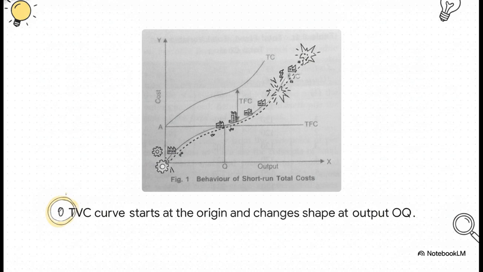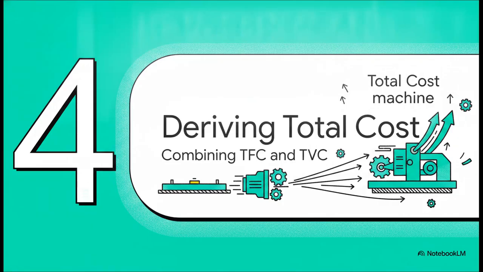Basically, chaos starts creeping in. As you try to squeeze more and more chocolate out of the exact same factory space, your costs start accelerating way faster than your output. Okay, part 4. This is where we derive the total cost.